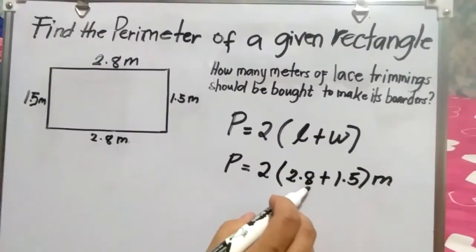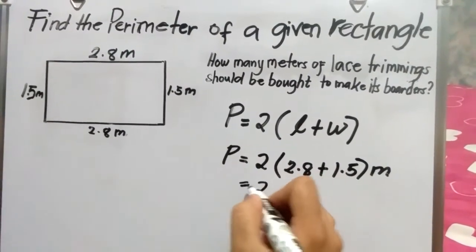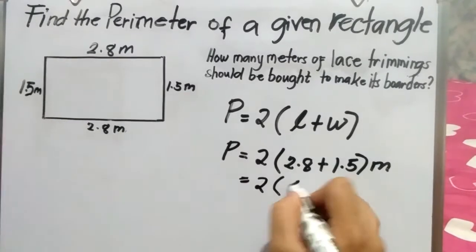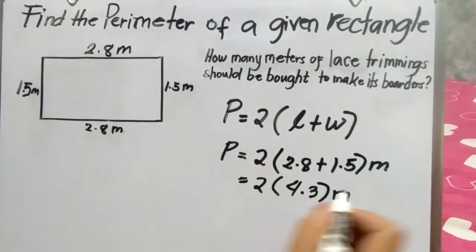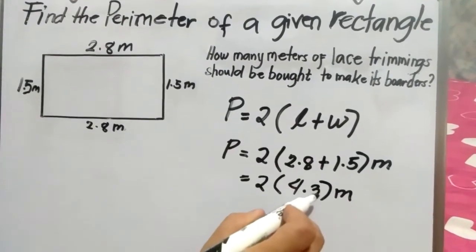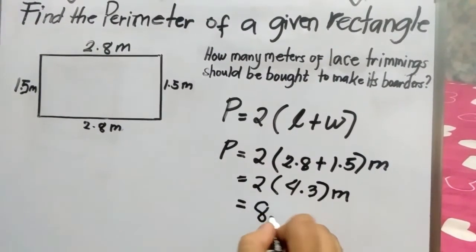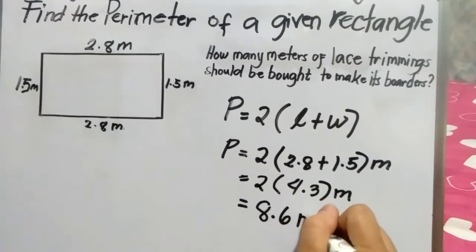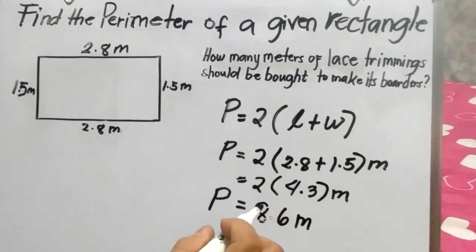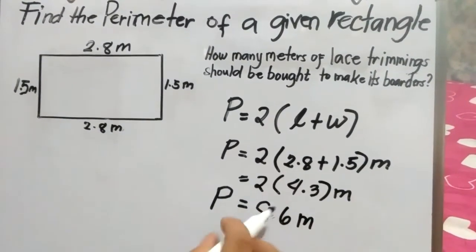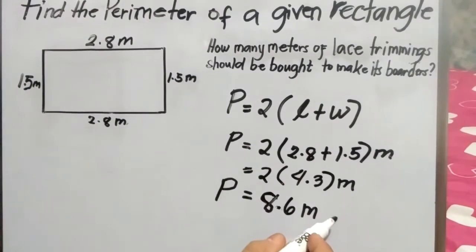So, 2.8 meters plus 1.5 meters is equal to 4.3 meters. So, 2 times 4.3 meters is equal to 8.6 meters. Therefore, the perimeter needed for the lace trimmings is 8.6 meters.